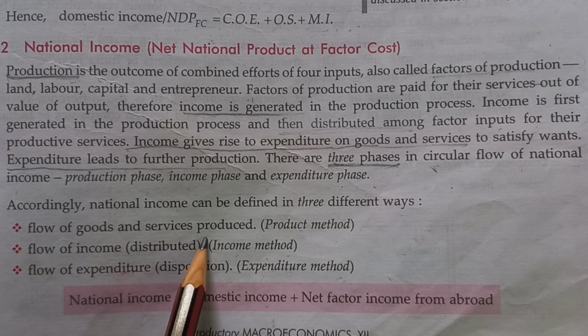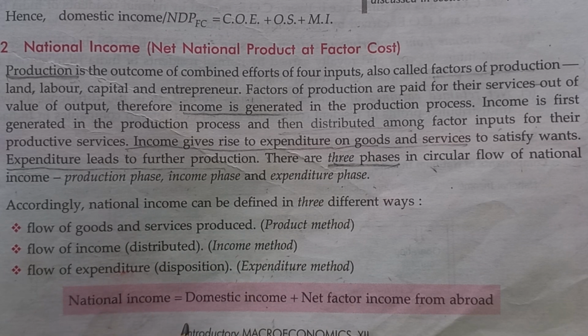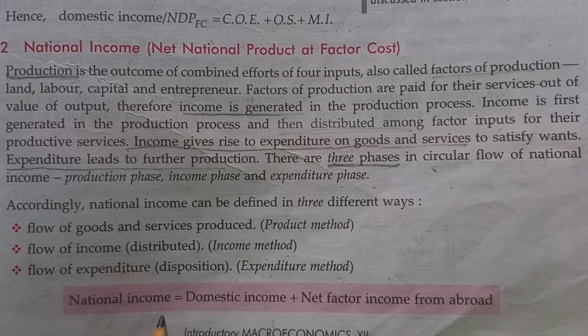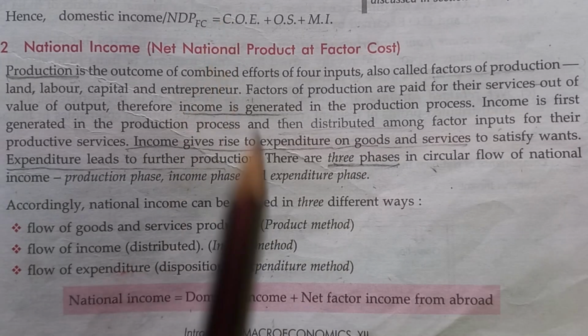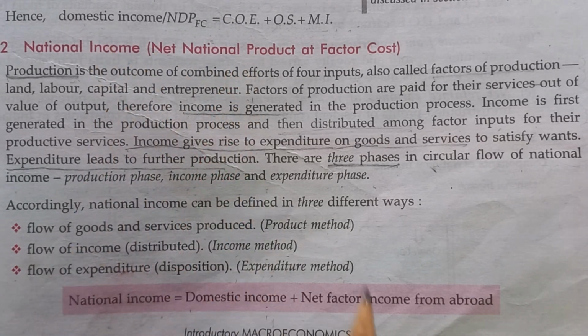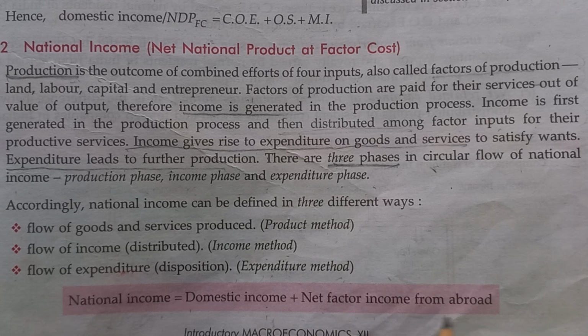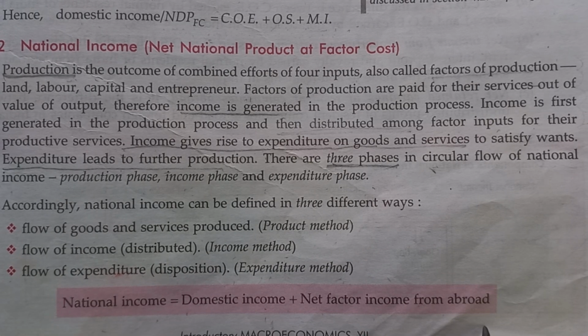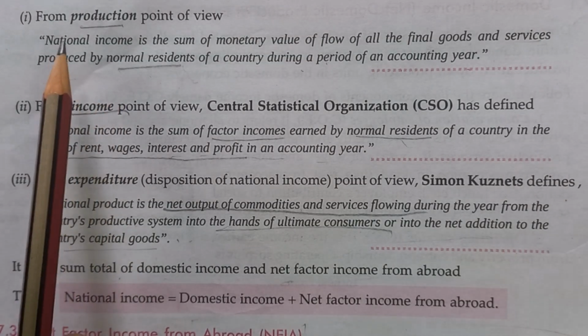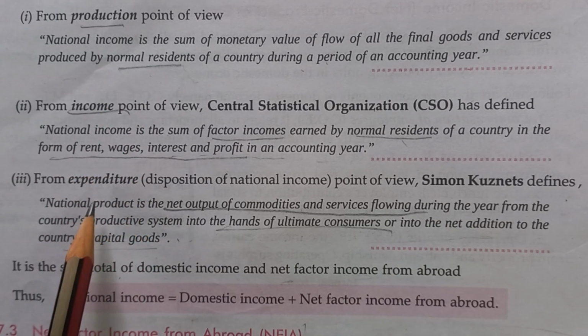Flow of goods and services, that is production method. Flow of income is distributed, that is income method. Flow of expenditure, which is the disposition, that is expenditure method. So national income, already we know the formula to calculate national income is equal to domestic income plus net factor income from abroad. Is it clear? So the next, this national income is defined in three ways.